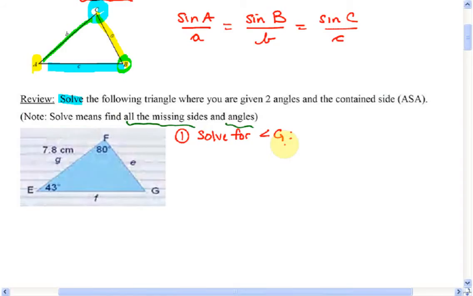So help me out, somebody. How do I find the missing angle? Marie, yeah? 180 minus the other two angles. Good. So I'm going to take the two angles that we've got, put them together, and subtract it from 180.